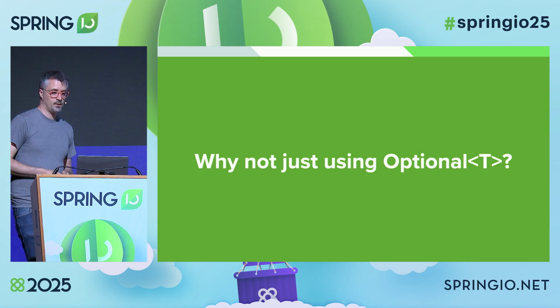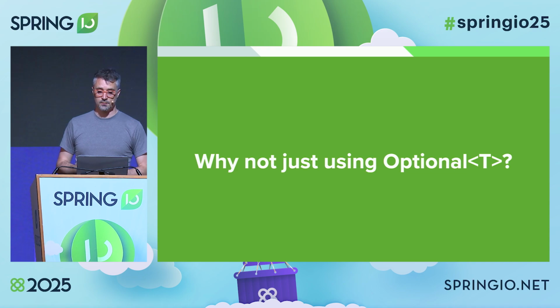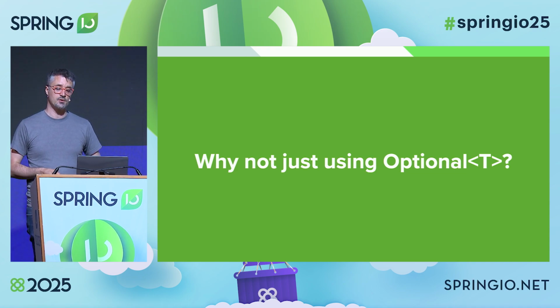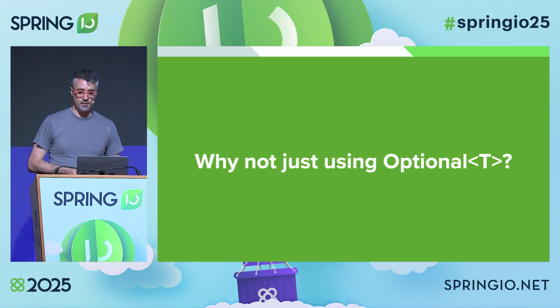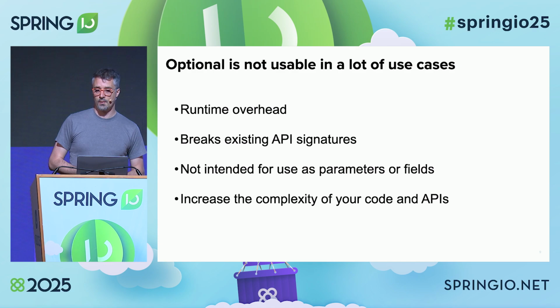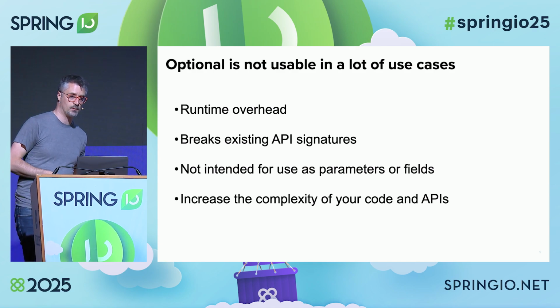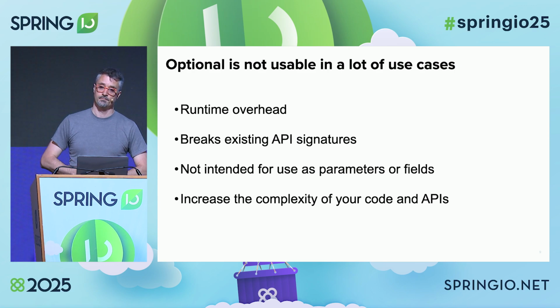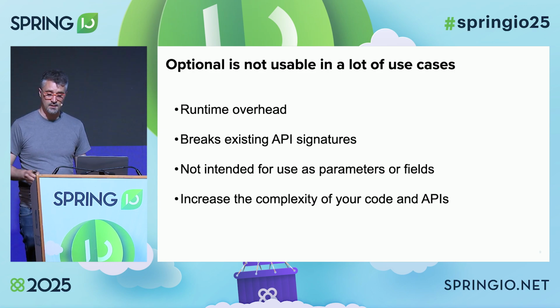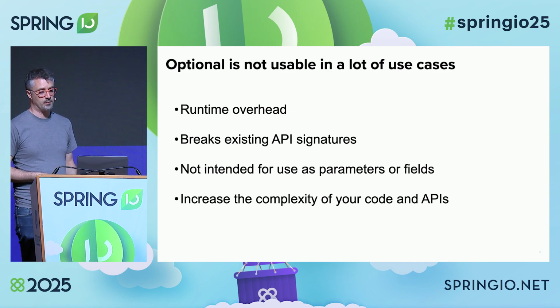So you may have some questions, like, why not use Optional? Optional is designed to express the potential absence of value. It is part of the JDK. Why not just use Optional? Well, you can use Optional, but you can't use it everywhere. Optional is not usable in a lot of use cases. It has some runtime overhead because we have been waiting for Project Valhalla for so many years, so we don't have value classes, and so it has a runtime overhead. Maybe later that will be removed, but there are still some other blocking points.